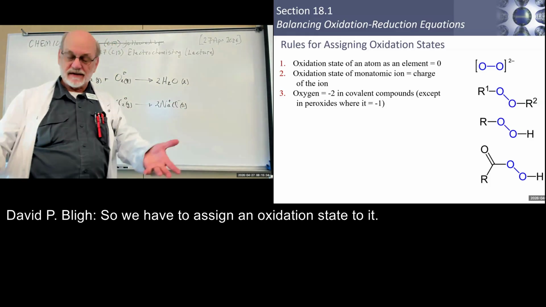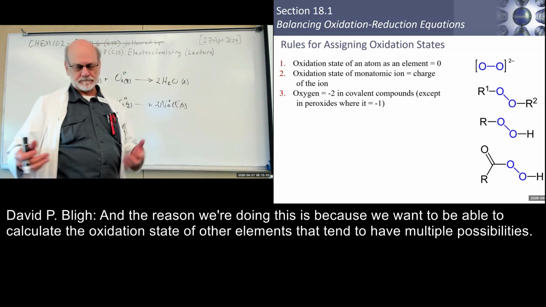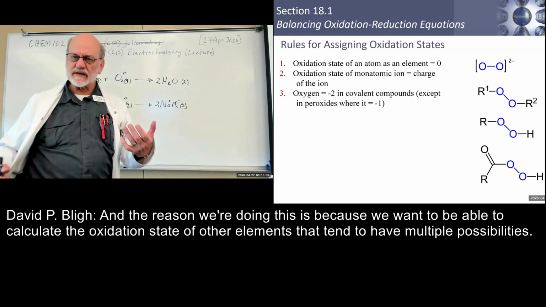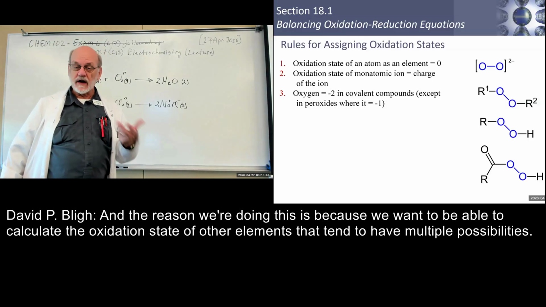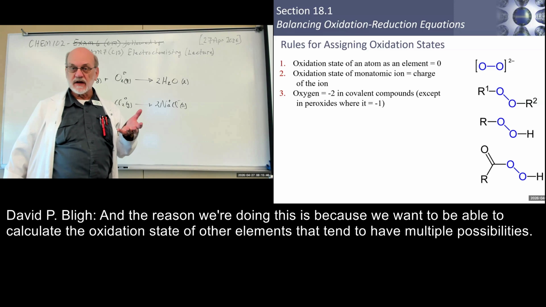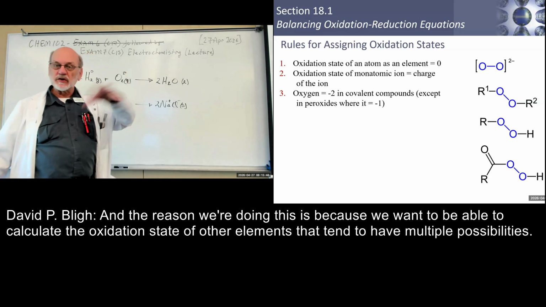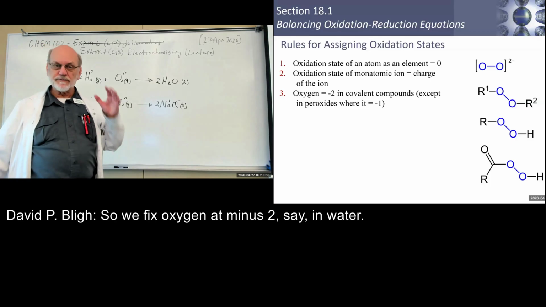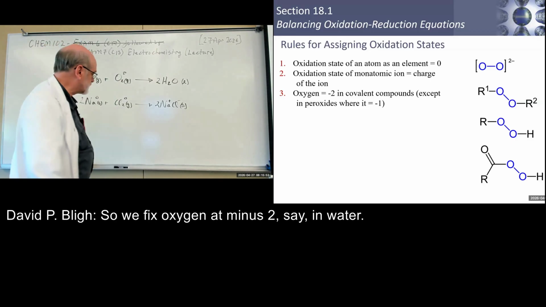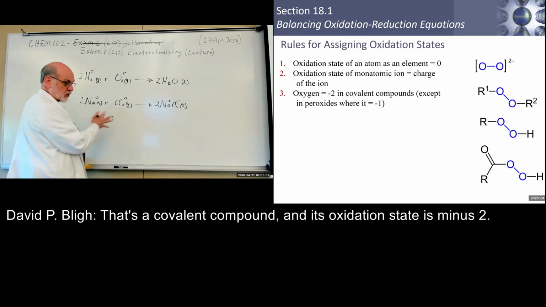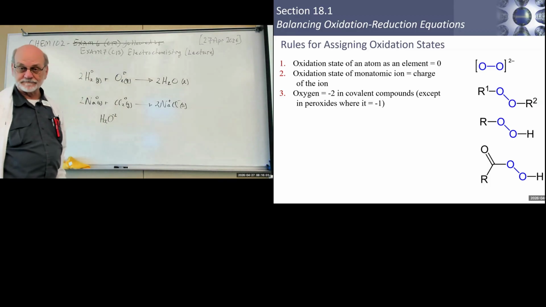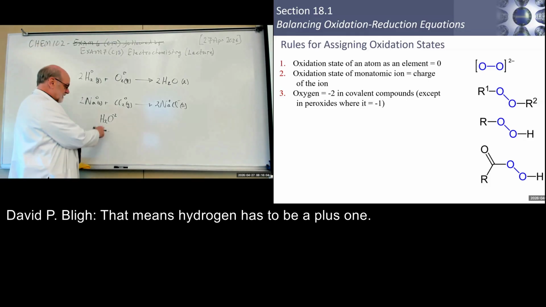So we have to assign an oxidation state to it. And the reason we're doing this is because we want to be able to calculate the oxidation state of other elements that tend to have multiple possibilities. So we fix oxygen at -2, say in water. That's a covalent compound, and its oxidation state is -2. Okay? That means hydrogen has to be a +1.